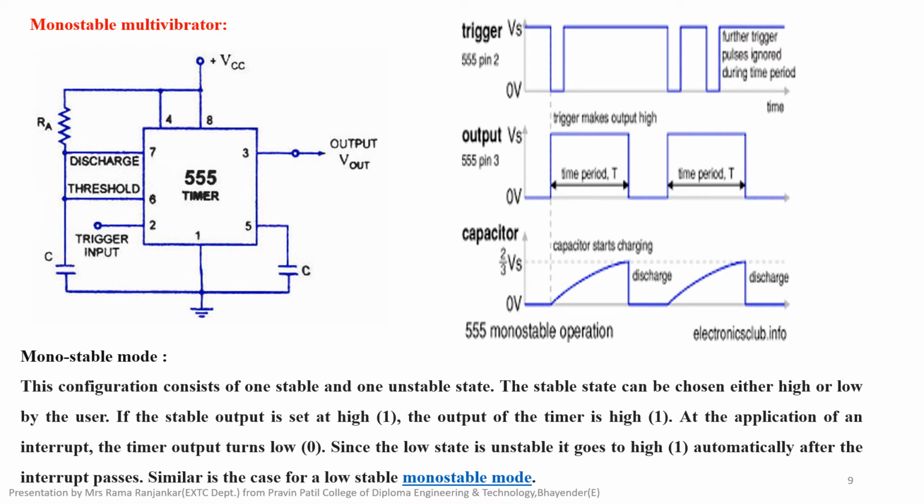Let's see the applications of 555 IC. The first one is the monostable multivibrator. A monostable multivibrator has one stable state and one unstable state. The stable state can be chosen either high or low by the user. If the stable state is high, the output of the timer is high. At the application of the interrupt, the output turns low. Since the low state is unstable, it goes high automatically after the interrupt passes. Similarly is the case for a low stable state monostable multivibrator.